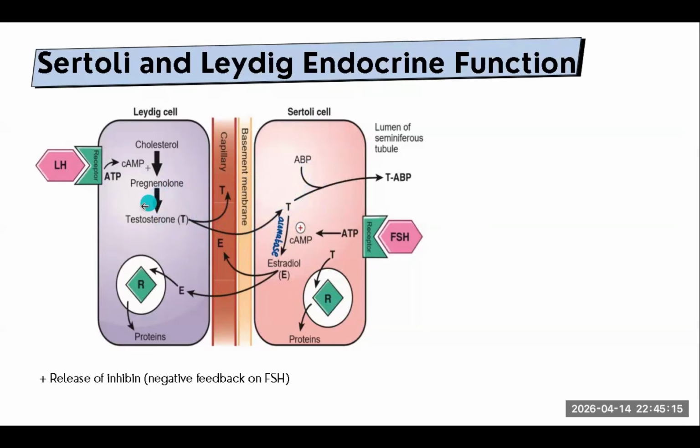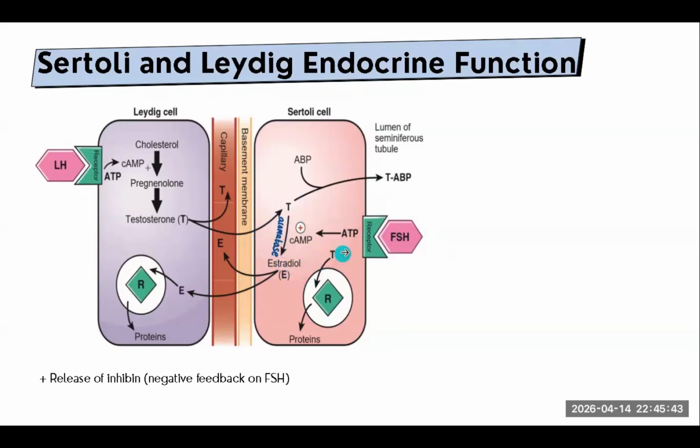I hope I didn't lose you guys. Cholesterol, LH, cholesterol to testosterone. Testosterone binds with ABP. After that, FSH binds to Sertoli cells, and this will lead to three different steps. First step is the conversion of testosterone into estradiol by an enzyme known as aromatase. Okay? Step 1, testosterone to estradiol by aromatase.